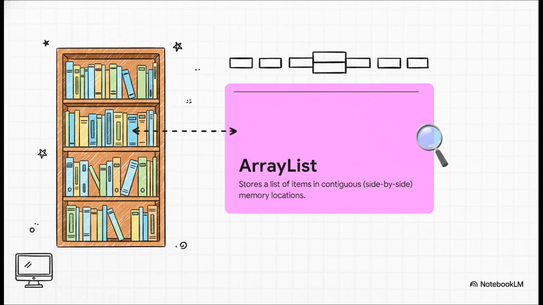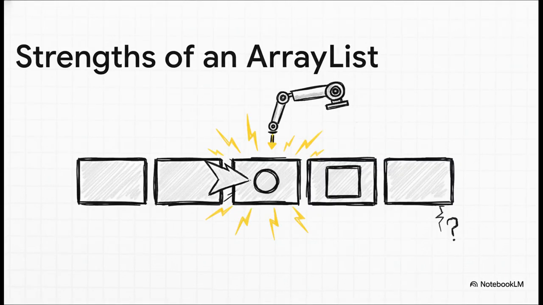The computer knows exactly where that shelf starts in its memory. So if you say, hey, get me book number 50, it doesn't have to search around. It just does a tiny bit of math, calculates the exact spot, and boom, grabs it instantly. And that right there is the ArrayList's superpower, its speed. Getting or changing any single item is lightning fast because everything is so predictable. This side-by-side storage is incredibly efficient if all you're doing is reading data.